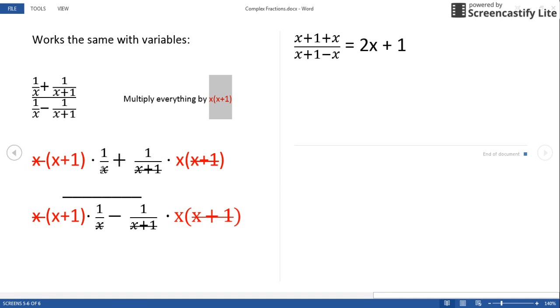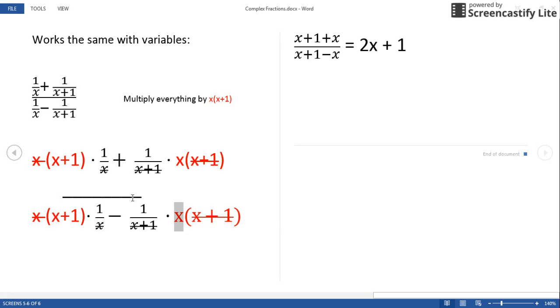For the first fraction on top, these x's are going to cancel out, leaving me x plus 1 times 1. For the second fraction on top, the x plus 1's cancel out, and that's going to leave us just an x times 1. On the bottom, the x's cancel out, leaving me x plus 1 times 1. And on the back, the x plus 1's cancel out, leaving me x times negative 1.